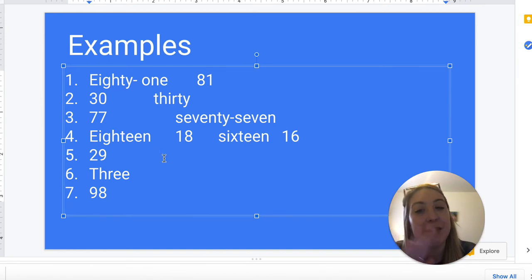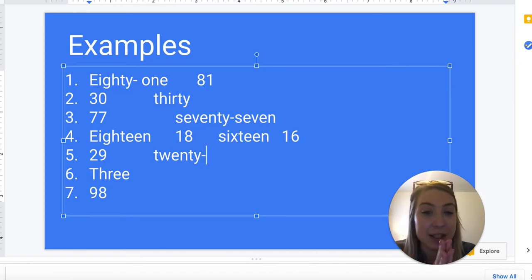So here I have 29. So in my tens place, I have a 2 of 20. And then I can't forget my hyphen to combine my tens and ones together, 29. And here I just have the word 3. So that's just the number 3. That's just my ones. It doesn't have a 30. It doesn't have a hyphen, so I know it's just 3.